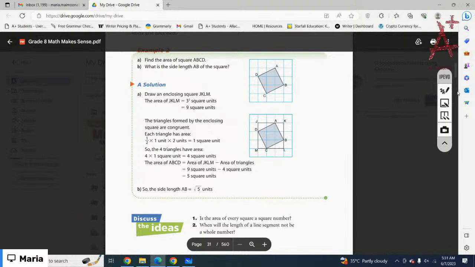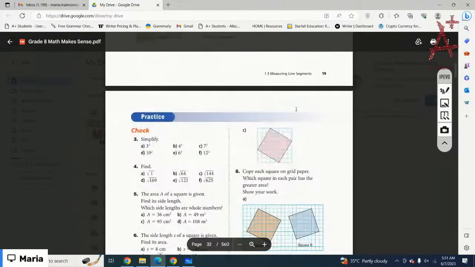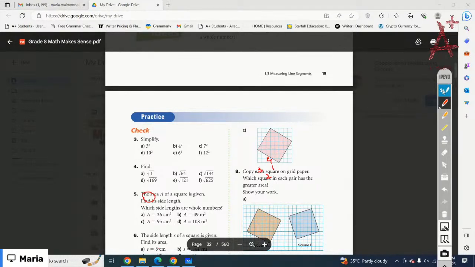Okay, let's just start with the practice questions. Let's start with the first one. Simplify. You have to do 3 square. 3 square means you have to do 3 times 3. It would be 9. You have 7 square. You have to do 7 times 7. That would be 49. Basically, you have to calculate the squares. Got it? Then you have 6 times 6. That would be 36.